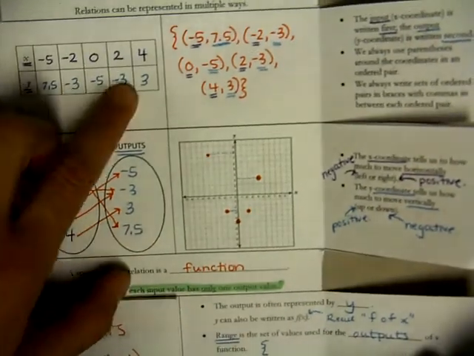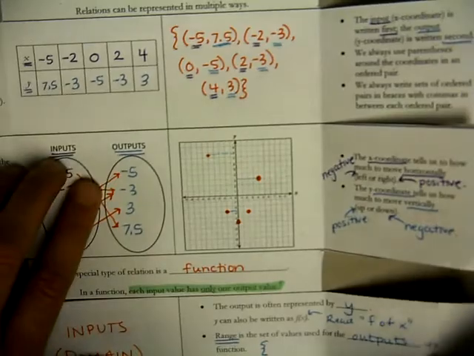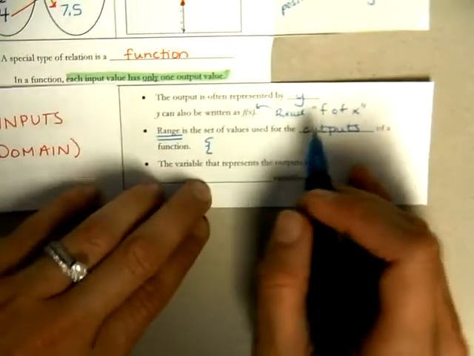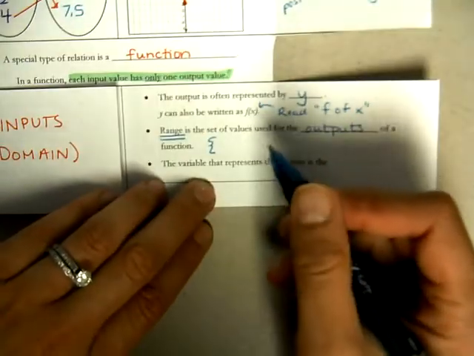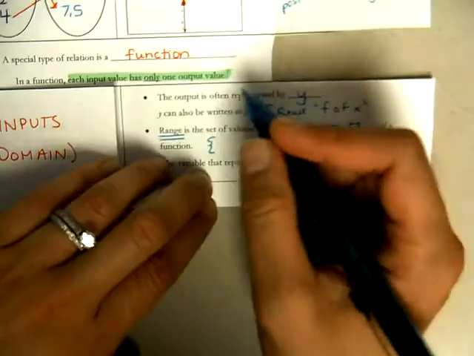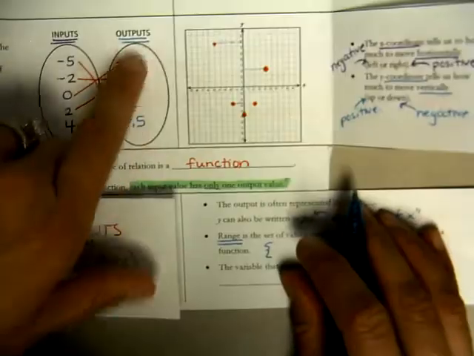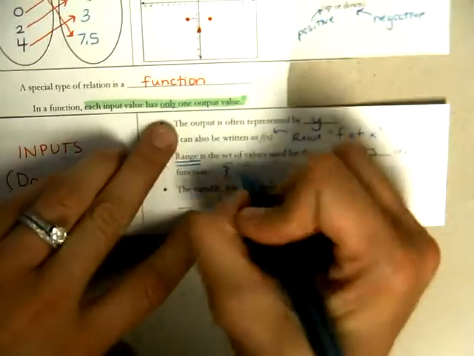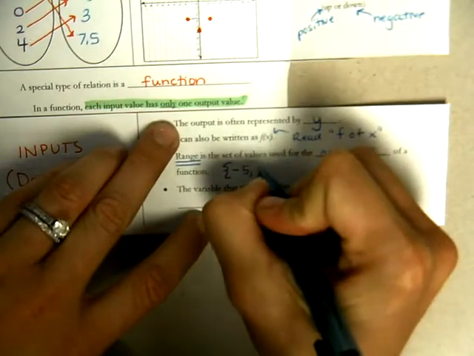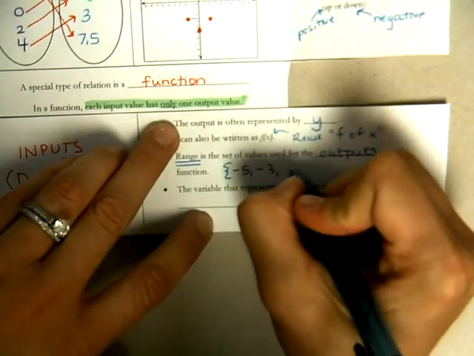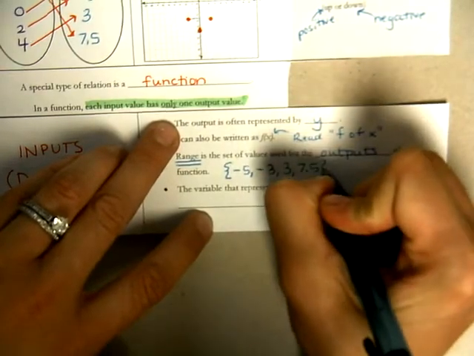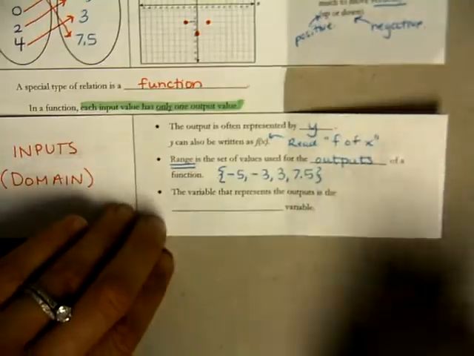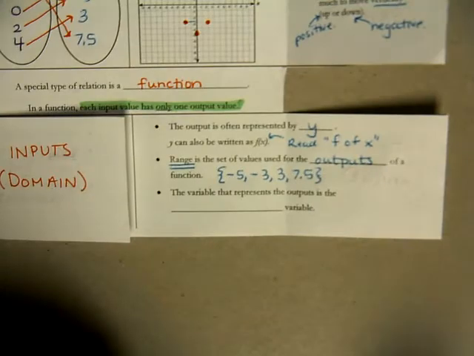Now notice that we have -3 is an output for 2 different inputs. So when we list this, one thing that we have to be careful of is not only do we write in an increasing order, but you don't write any number more than once. Kind of like how we did over here in the outputs for mapping diagrams. So we're going to start with the lowest number, -5, -3. Even though -3 shows up twice, we're not going to write it twice. 3, 7.5, and then we're going to close that brace. And that would be considered the range of the function.